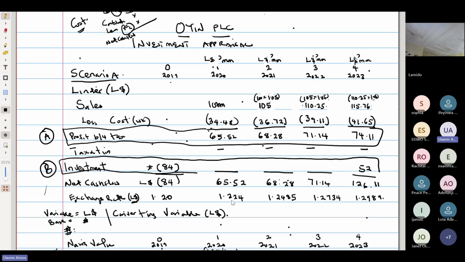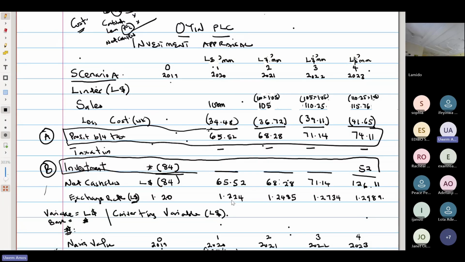However, if that abandonment is occurring at the end of the year, what exchange rate will we use? 1.2485. Yes. Thank you. So please pay attention to timing. Very important. And the date as well.